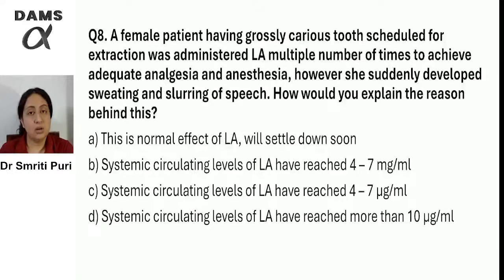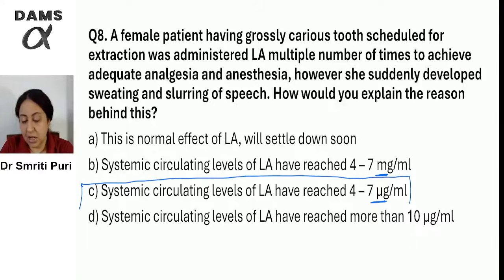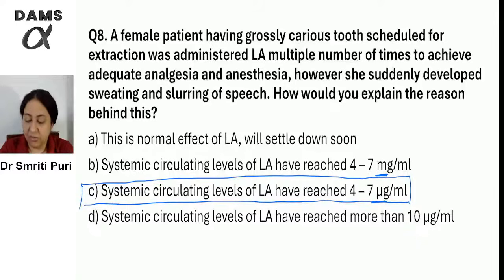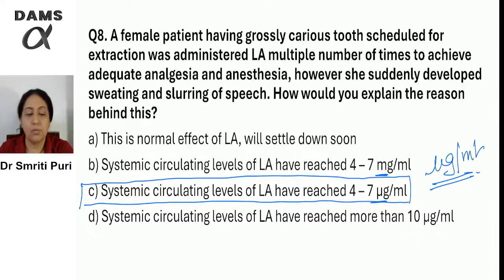Alright. So here I want you to please pay attention. Don't get confused between option B and C. Please pay attention to the units. One is 4 to 7 milligram per ml and the other one is 4 to 7 microgram per ml. So option C is the correct answer over here. Okay. In a hurry, please don't end up marking 4 to 7 milligram. You have to take care of the unit that you're marking.